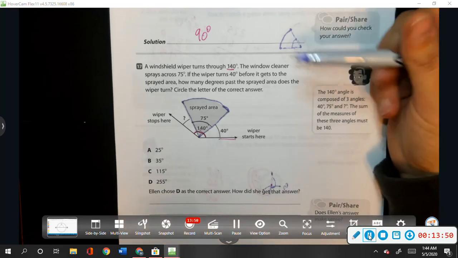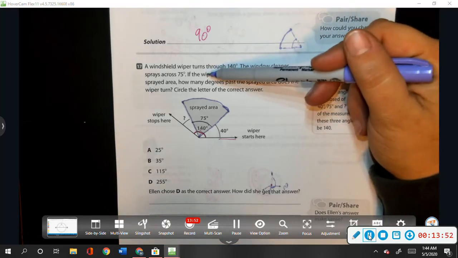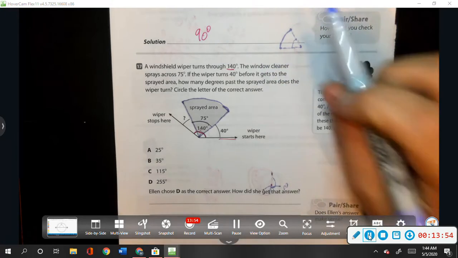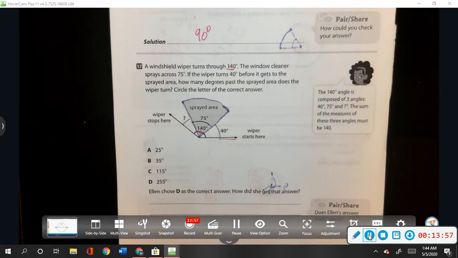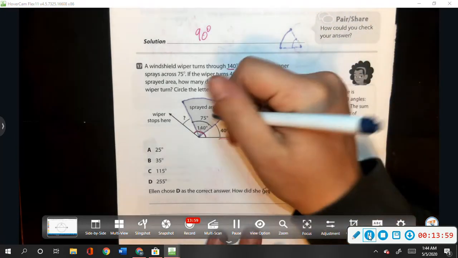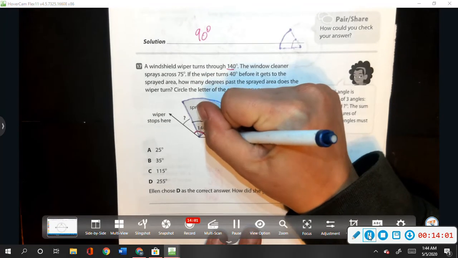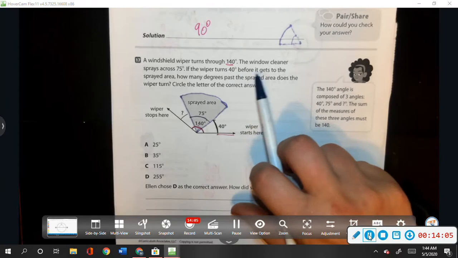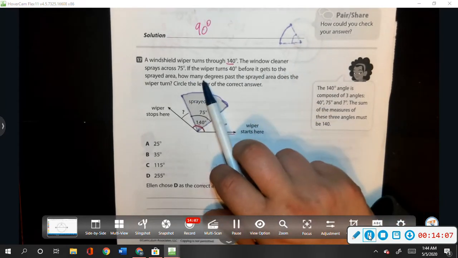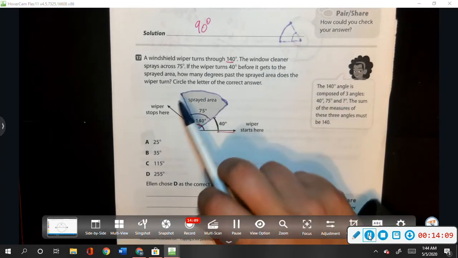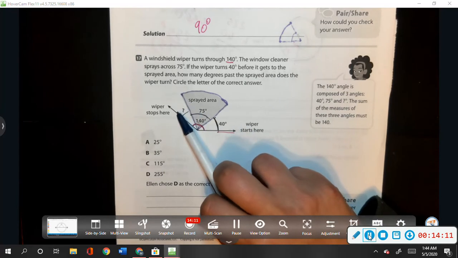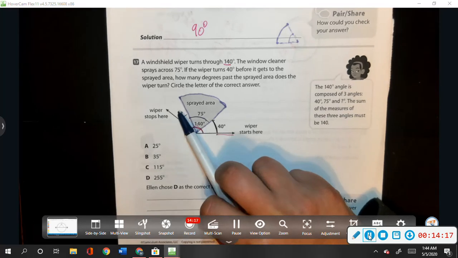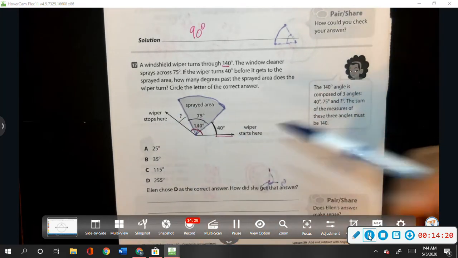Alright. So if the wiper turns 40 degrees, which is the smaller angle down here, if it only turns 40 degrees before it gets to the sprayed area, how many degrees past this sprayed area right here does the wiper turn? Gosh, guys, I'm sorry. I'm losing my train of thought midway.